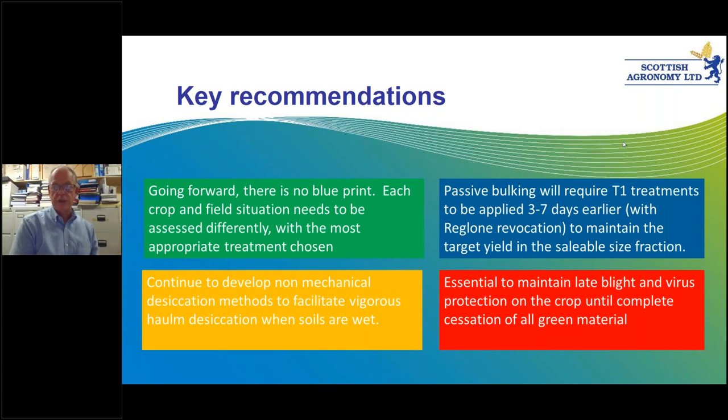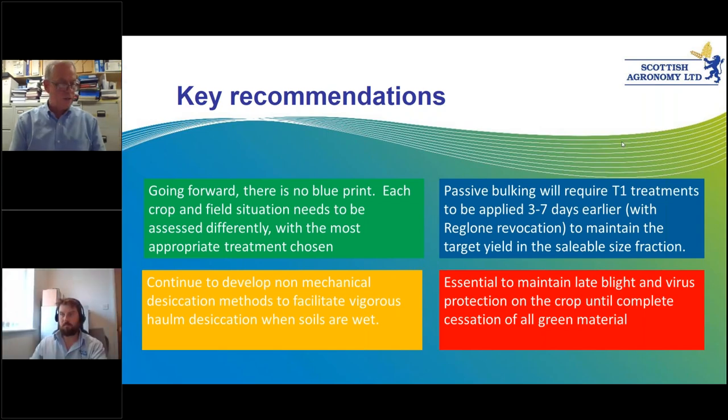But it is essential to maintain both late blight and virus protection of the crop until complete cessation of all green material. Now, I note from the survey that a number of you were applying the last systemic insecticide at least 14 days or more prior to the T1 treatments for desiccation. If the removal of all green growth is taking between 14 and 21 days, that gives us a period of between 4 and 5 weeks from the last systemic insecticide. These systemic insecticides are only going to last 3 weeks maximum within the crop, and therefore we have a gap that we need to address. I think, David, I'll end there and await any questions.